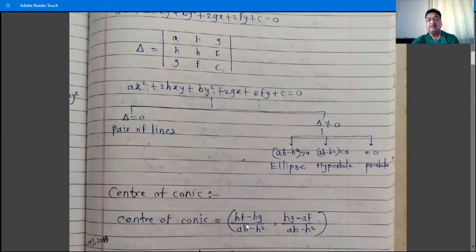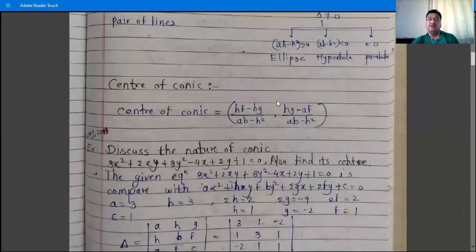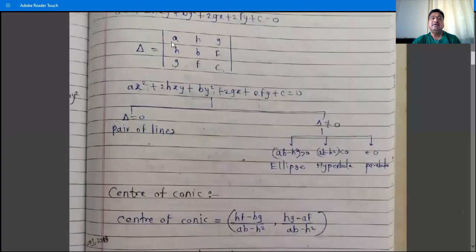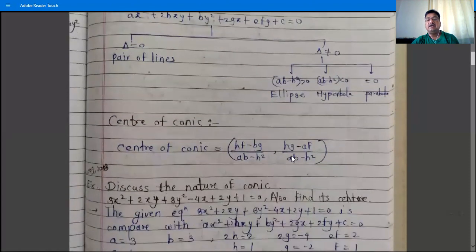And what is the numerator of the x coordinate? hf minus bg. And what is the numerator of the y coordinate? hg minus af. This hg is from the second row, cancelling the second column, hg minus af. Or write minus in bracket af minus hg.